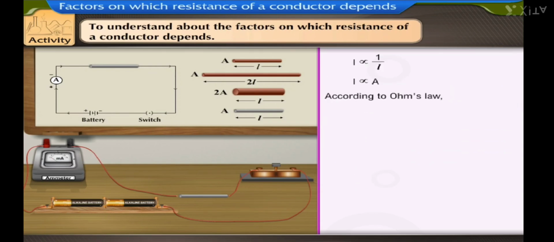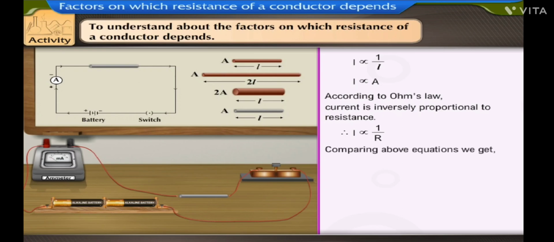But according to Ohm's law, current is inversely proportional to resistance. That is, I is proportional to 1 upon R. Comparing the above equations, we get R is proportional to L. Let us name it as equation 1. And R is proportional to 1 upon A. Let us name it as equation 2.